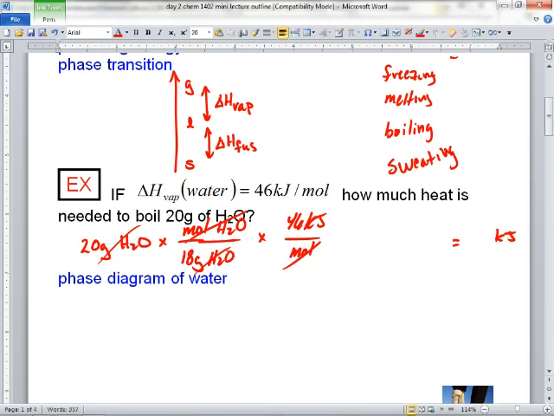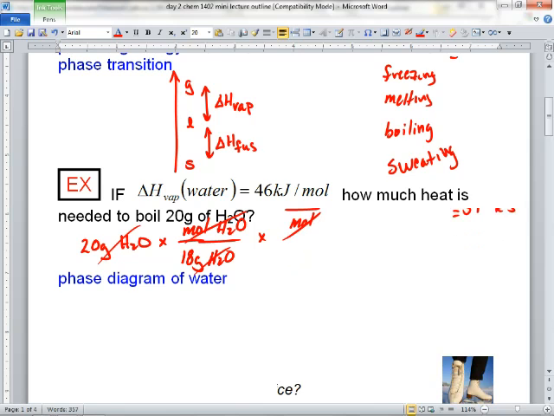Divided by 18 times our 46. Get around 51. And since we're not worried about sig figs, just 2-3 digits are good enough. Okay. So if we're not worried about sig figs? We never are anymore, right?